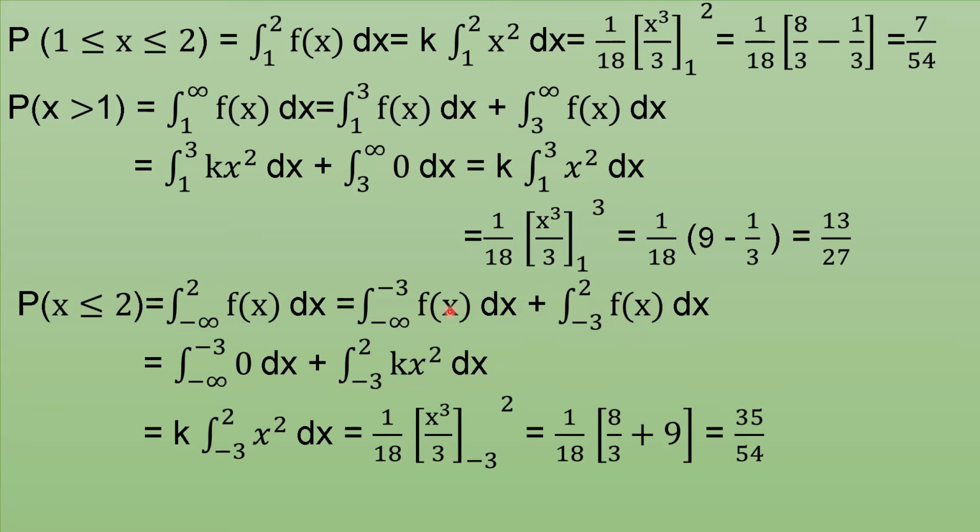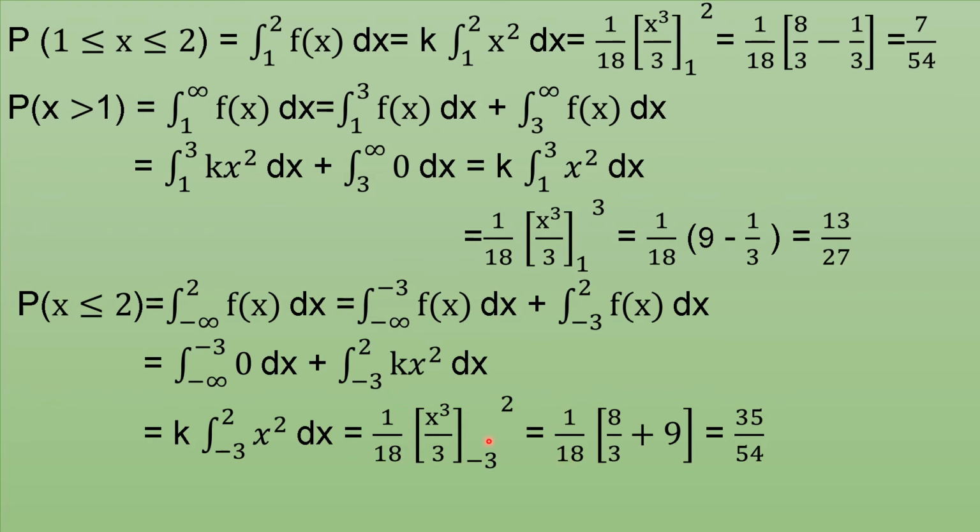In the first integral the integrand f of x is 0. So the whole first integral will be 0, only the second integral. For calculation, keep k outside the integral sign. Integral from minus 3 to plus 2 x square dx. And integration of x square is x cube by 3. So difference of that x cube by 3 at the upper limit 2 and the lower limit minus 3. K is 1 by 18.